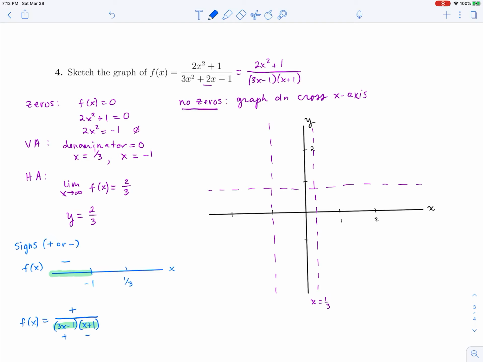And if we look at our graph, is that possible? I think I'm positive. This is negative, positive. That's not possible, so I need to reevaluate. The reason it's not possible is because if our graph is negative in this region, that means it's down here. And we can't cross the x-axis, and so therefore we can't approach this asymptote either.